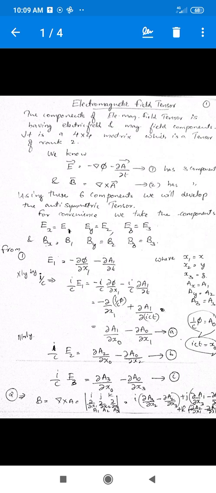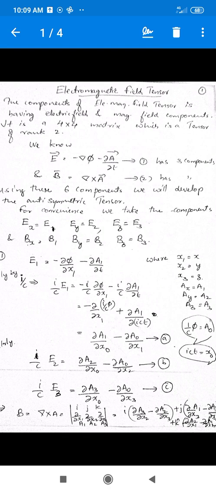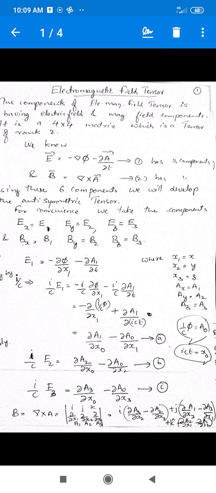Now let us find the three parts of B, the magnetic field. We know it is del cross A, that is the determinant with i, j, k; dou by dou x1, dou by dou x2, dou by dou x3; A1, A2, A3. Expanding, we write i into dou A3 by dou x2 minus dou A2 by dou x3. Instead of writing minus j, we write plus j and interchange the terms inside the bracket. So dou A1 by dou x3 minus dou A3 by dou x1, plus k cap into dou A2 by dou x1 minus dou A1 by dou x2. So this is del cross A.